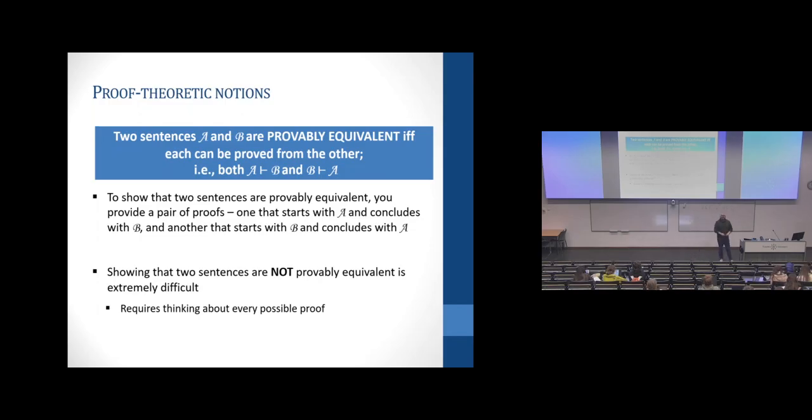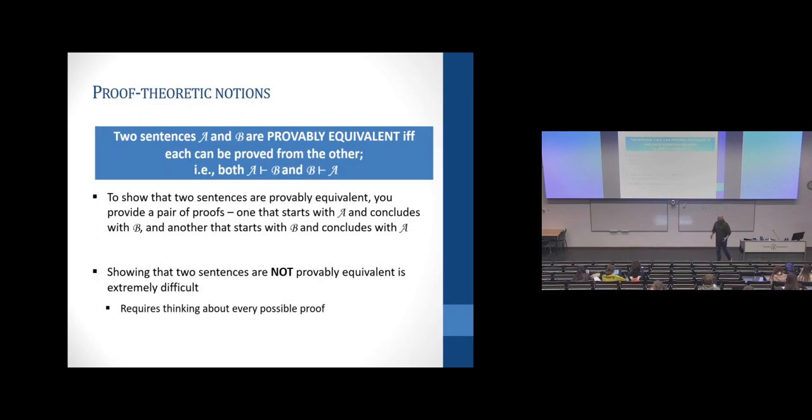So another kind of question to ask here, if I give you one of these, if I say, hey, here's two sentences, show me that they're provably equivalent, how many proofs do you have to give me? If I give you two sentences and I ask you to show me they're provably equivalent, how many proofs do you have to give? Two. Got to give two, right? You got to give me one starting with A and ends in B, and a second one that starts with B and ends in A.